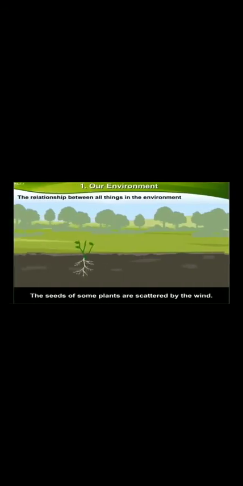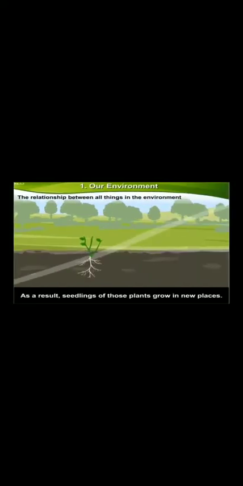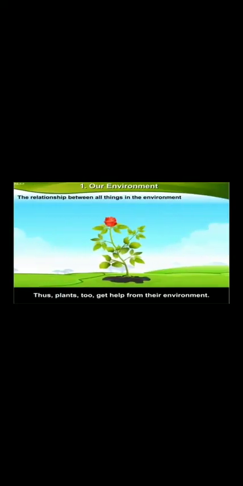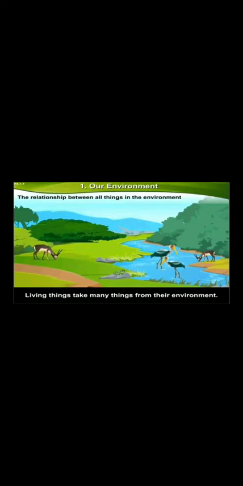The seeds of some plants are scattered by the wind. As a result, seedlings of those plants grow in new places. Thus, plants too get help from their environment. Living things take many things from their environment.